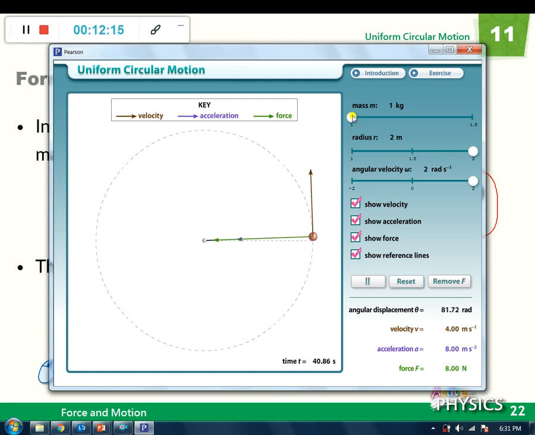How about the mass? Similarly, greater mass means greater inertia to keep the previous motion. Then you should provide greater force on it. Okay, can you see it? Greater force.